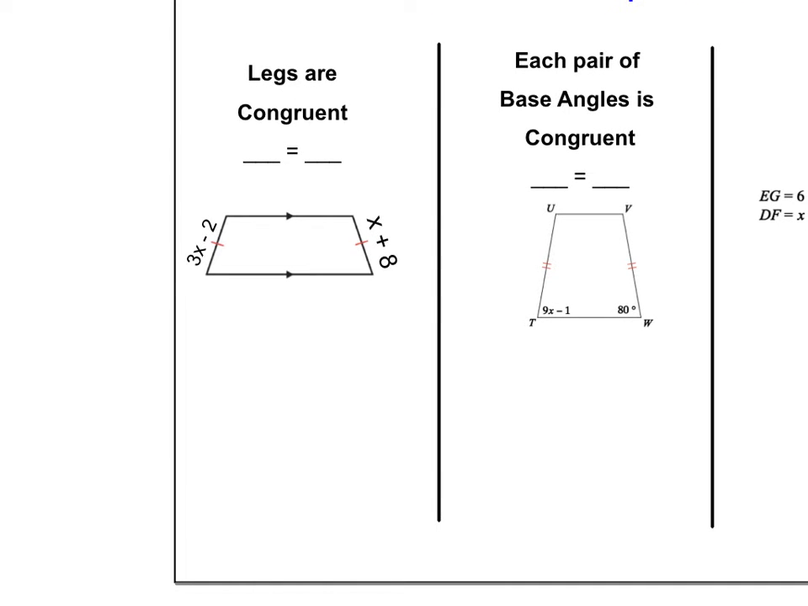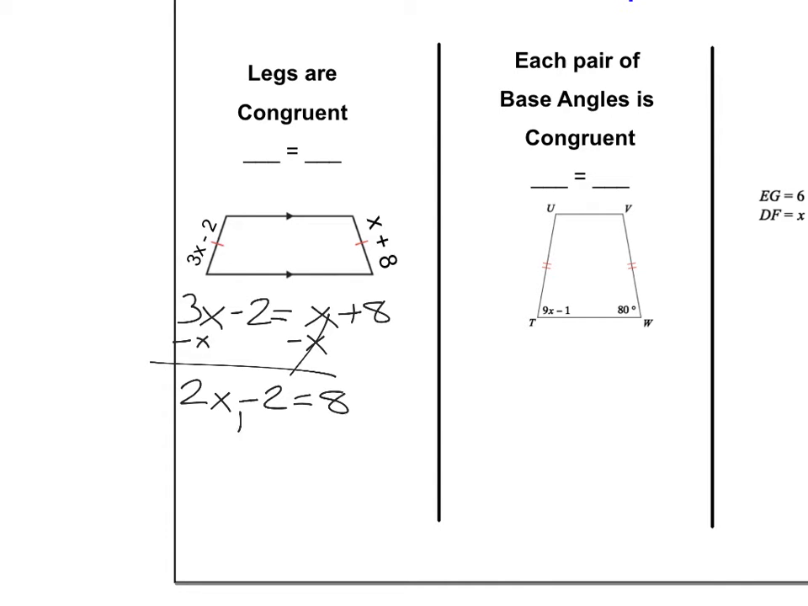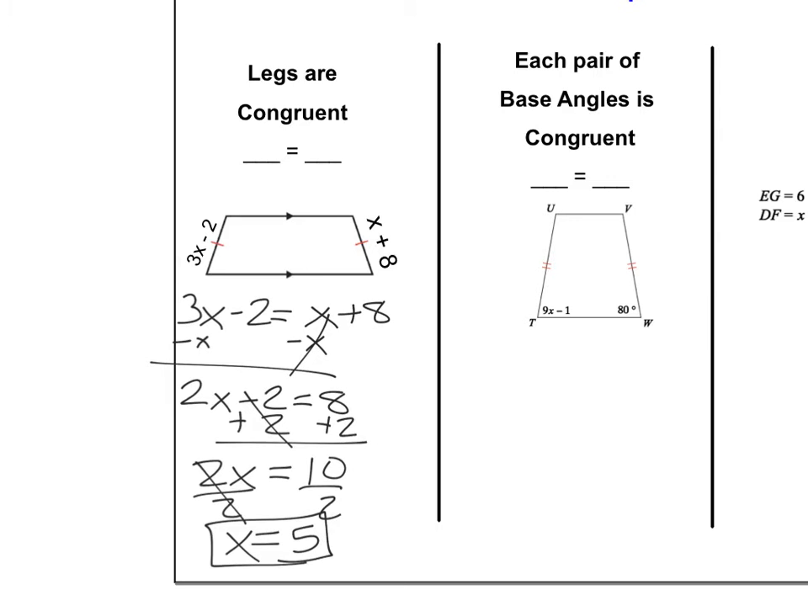So in this case, I'd have 3x minus 2 equals x plus 8. All right, and then we're going to just go through the algebra here. Subtract x from both sides. So that leaves me with 2x minus 2 equals 8. I'm going to add 2 to both sides. So I have 2x equals 10. Divide both sides by 2. I get x equals 5. All right, so again, if it's an isosceles trapezoid, the legs are congruent, and we're going to set them equal to each other.